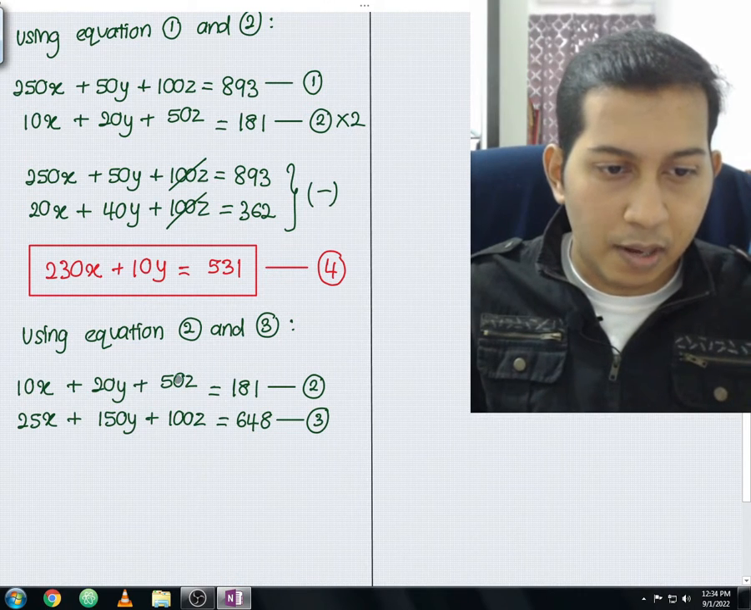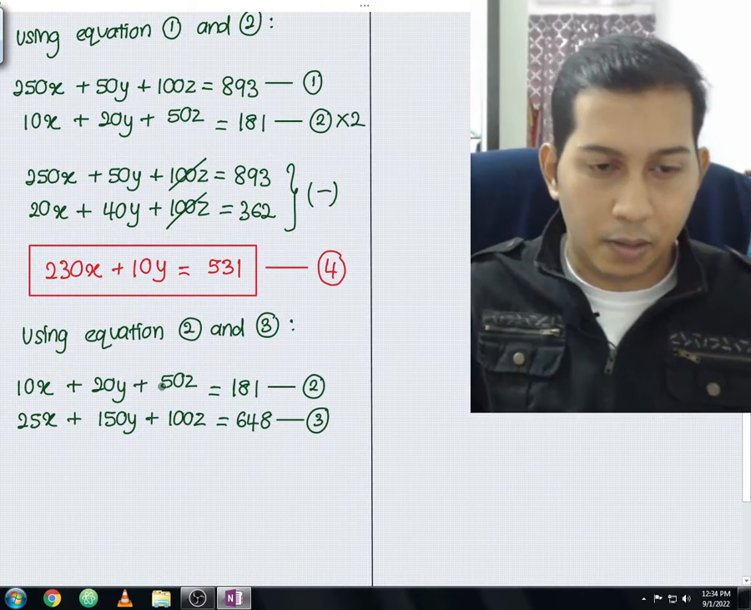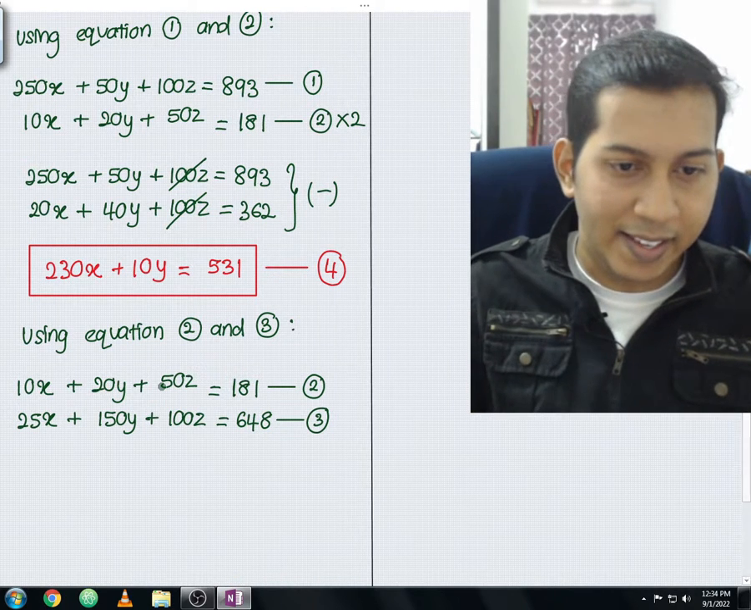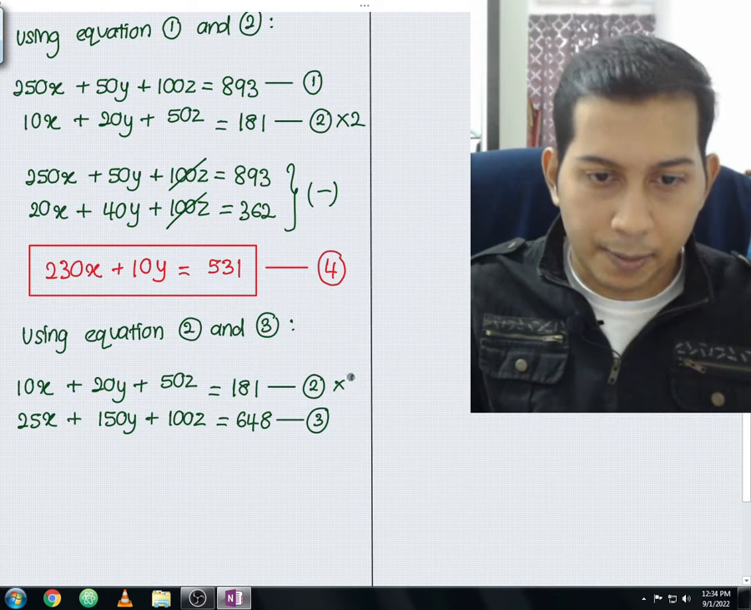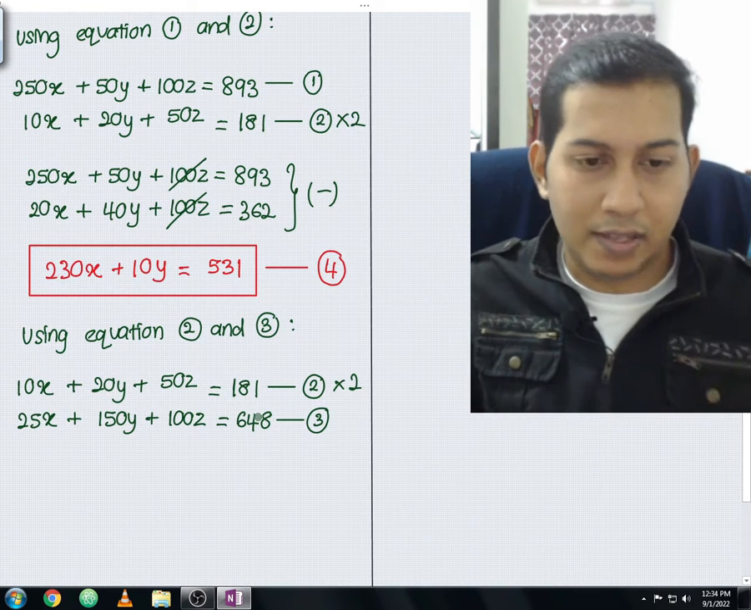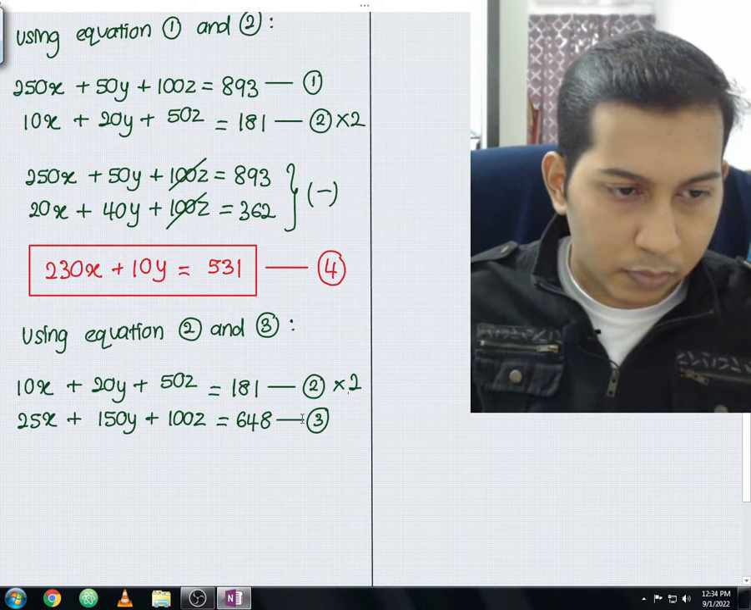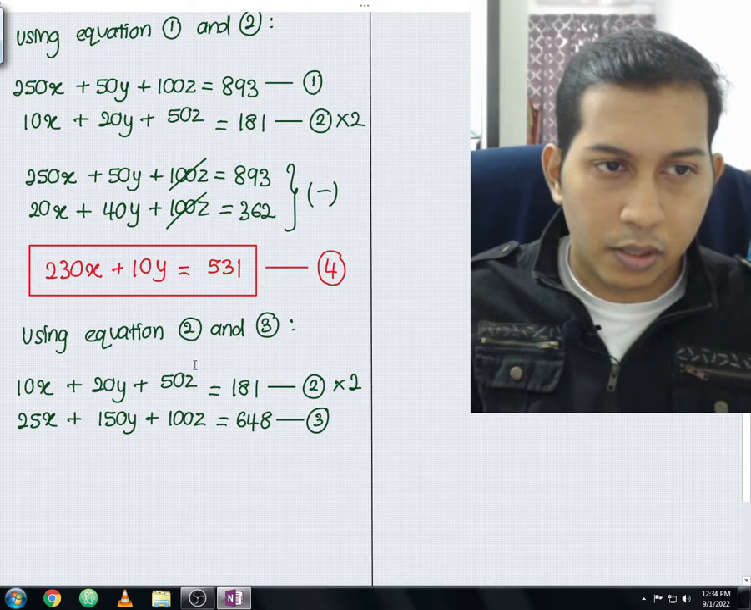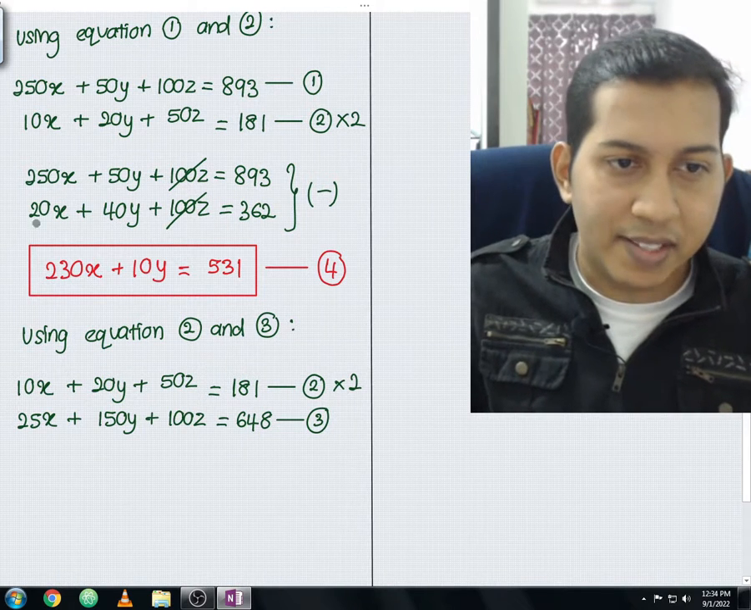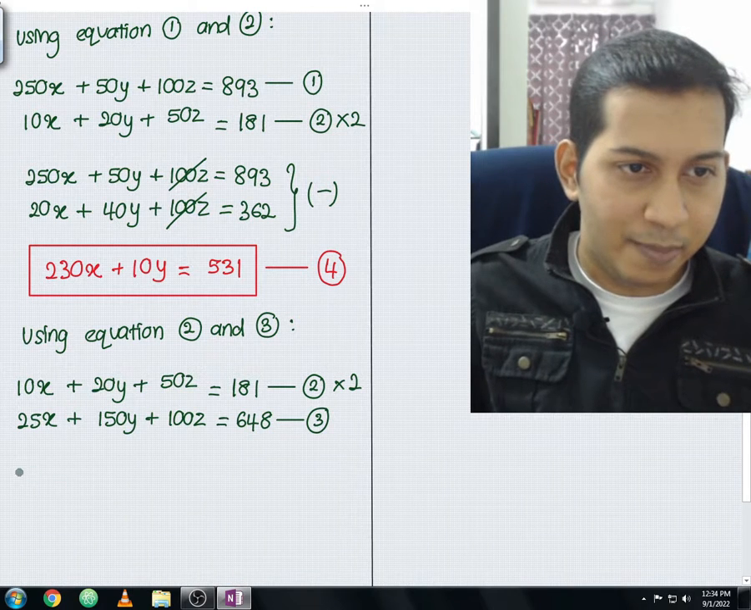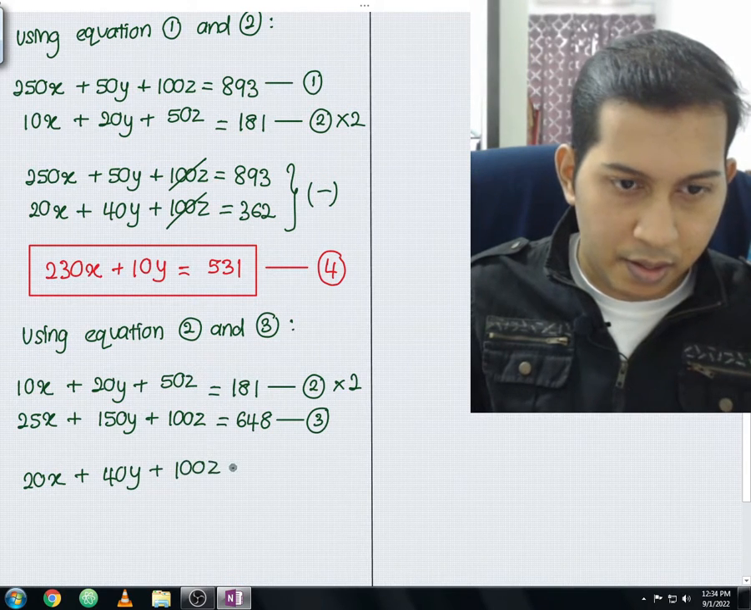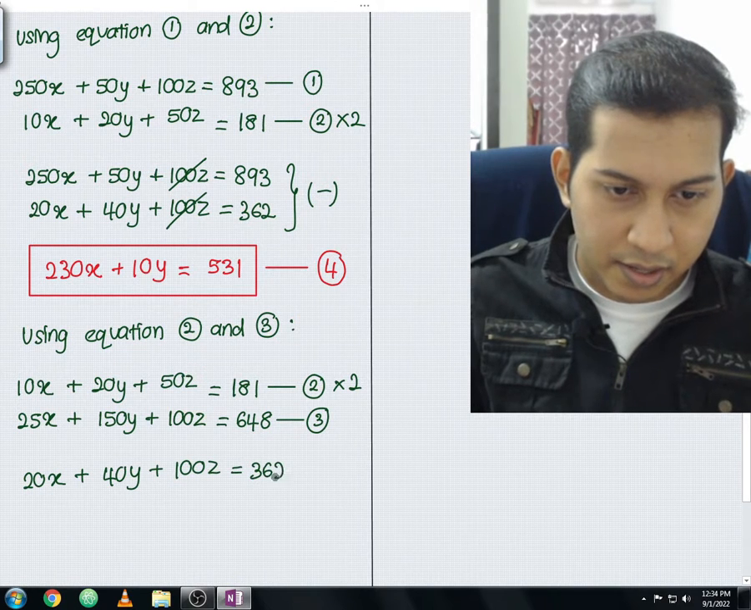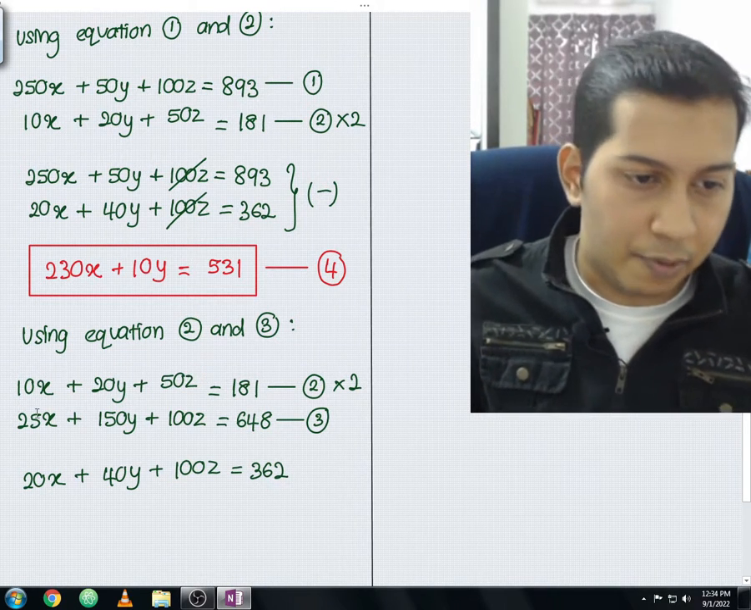Remember guys, we are still in the process of eliminating the z variable. Just wanted to remind you again. So from here, equation 2, you times the whole equation by 2 since we're going to eliminate the z variable. Equation 3 remains the same. So this equation 2 is just the same as the previous working. It will be 20x plus 40y plus 100z equals to 362. For equation 3 remains the same. You can just copy paste this.